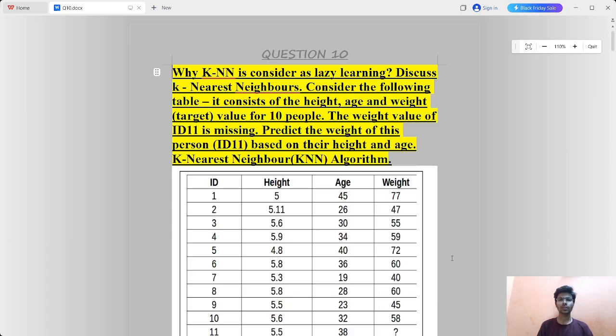In this video, we're going to see the solution of question number 10 in assignment 3 of data science. The question says, why is KNN considered a lazy learning algorithm? Discuss K nearest neighbor. Consider the following table. It consists of the height, age and weight target value for 10 people. The weight value of ID 11 is missing. Predict the weight of this person, ID 11, based on their height and age using the k nearest neighbor KNN algorithm.